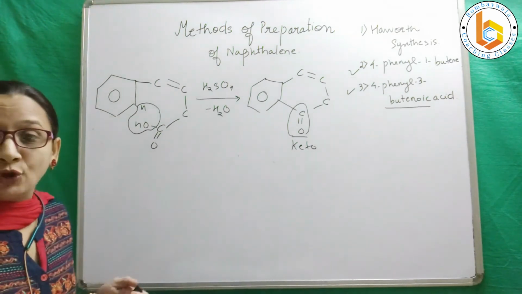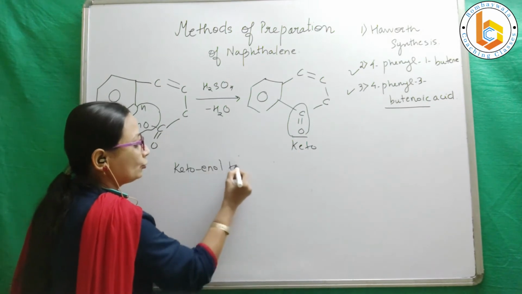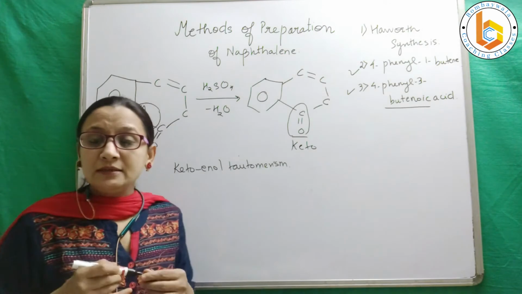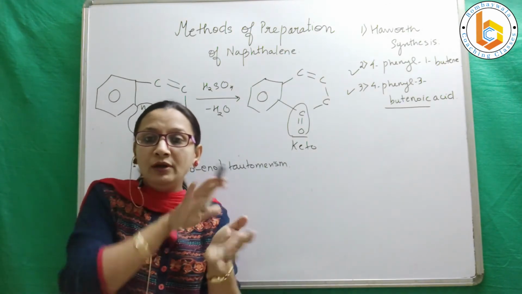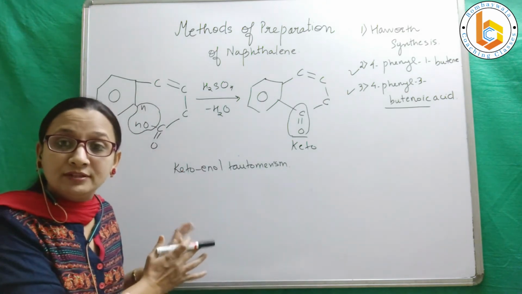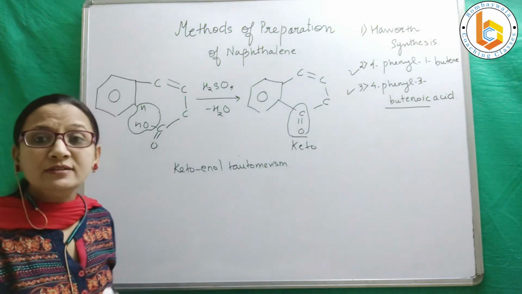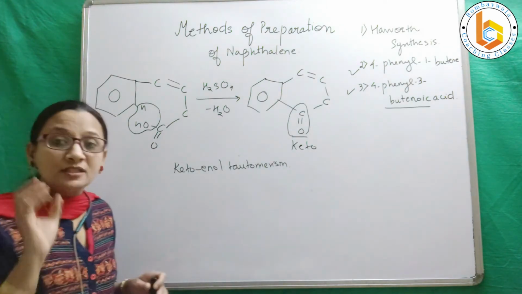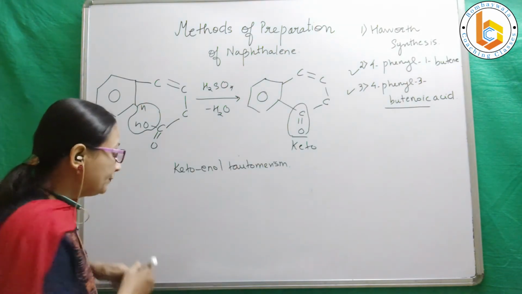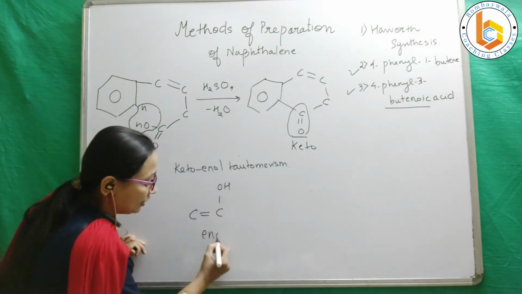The tautomerism is called keto-enol tautomerism. Right? It is the conversion of keto to enol or enol to keto. Now let us see how this keto-enol tautomerism occurs in general, and then we will apply it here. What does keto-enol tautomerism say? Suppose I talk to you about an enol, then let me make a structure of enol for you. This is C double bond C and OH. This is called an enol.